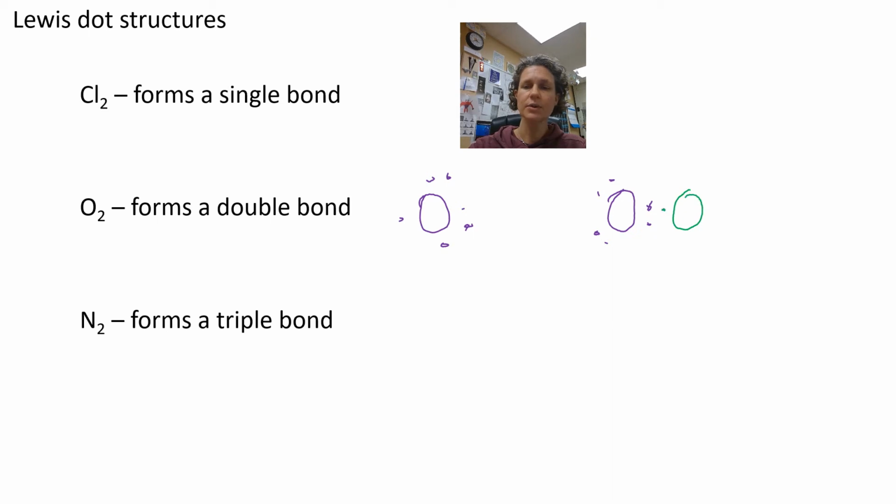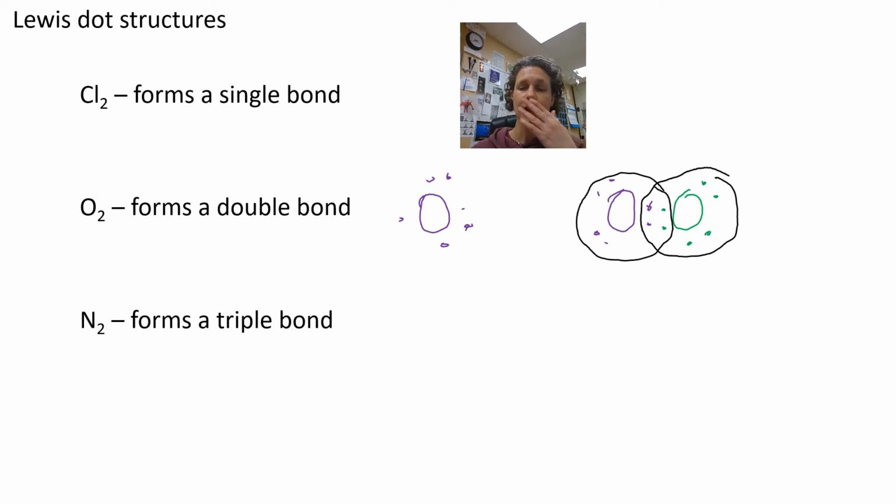It's going to have 2 here, and then 2 kind of over to the sides. So again, if I put circles around them, that one has 8 electrons around it, and this one has 8 electrons around it. This a lot of times is written like this, where it'll look like oxygen with just an equal sign between it to show that double bond.